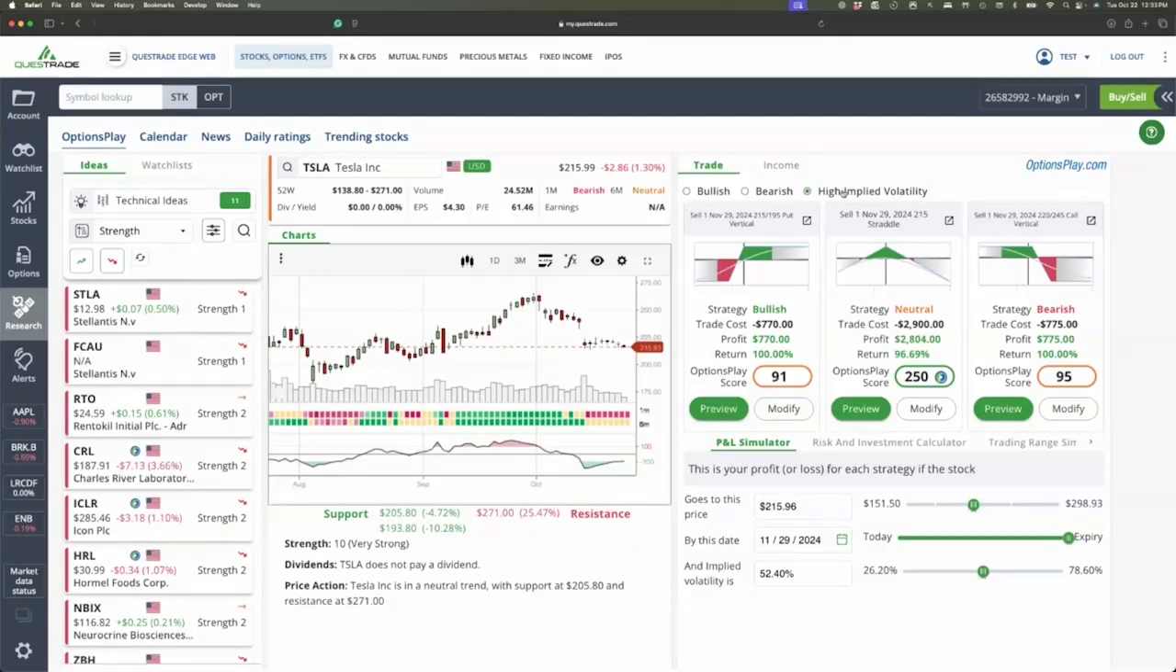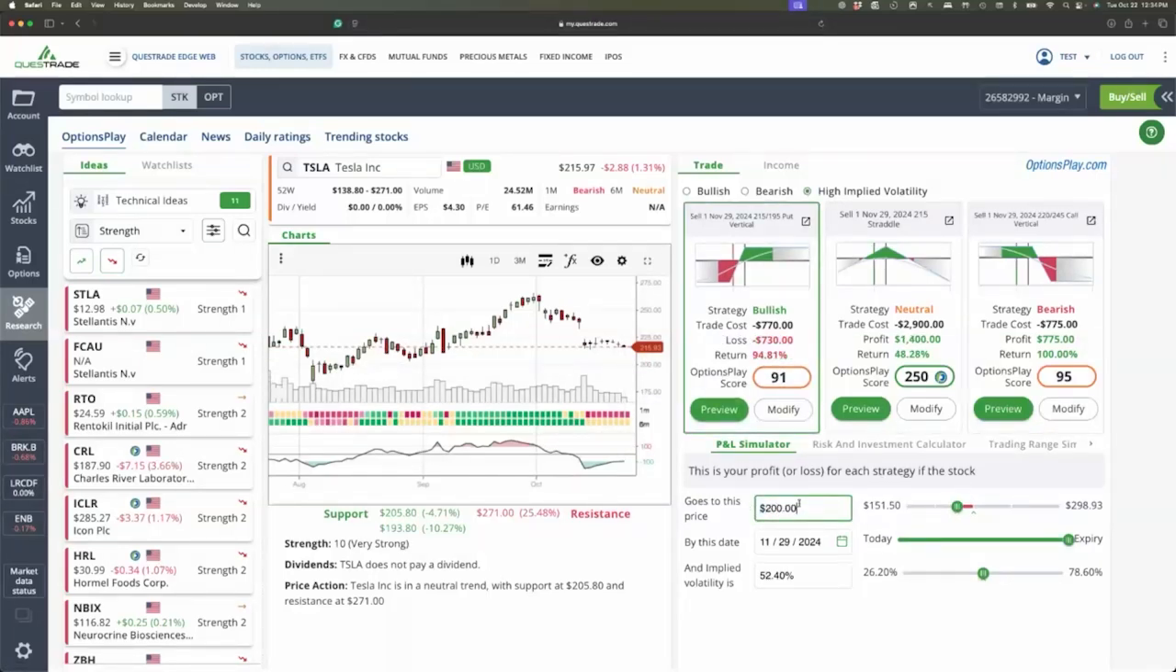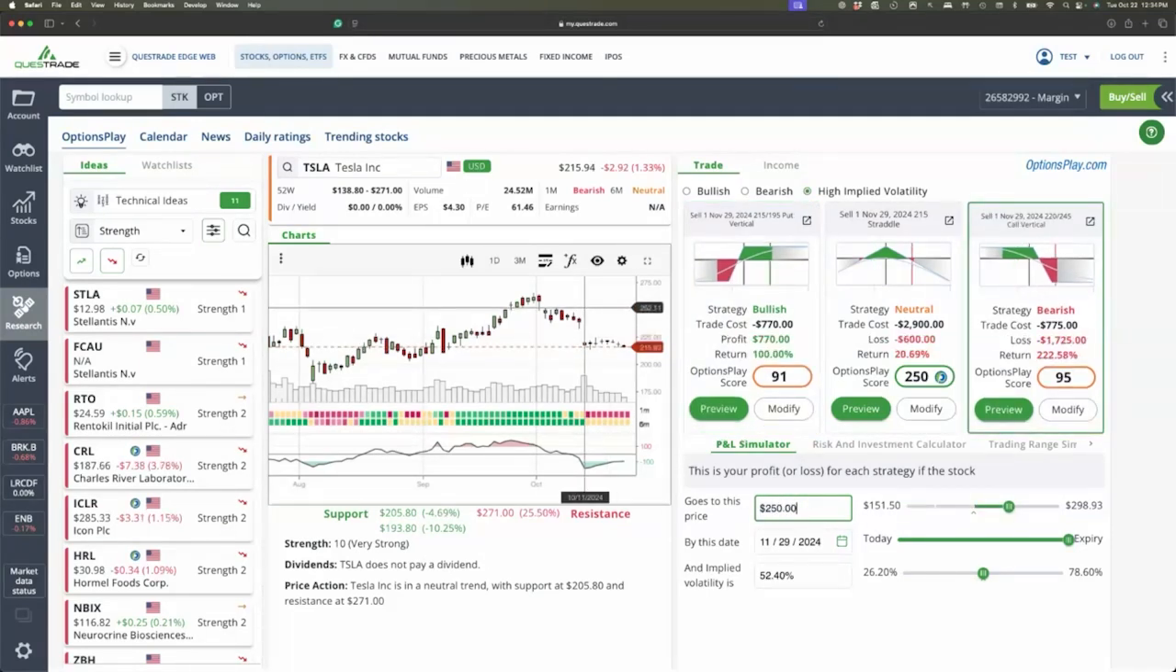So I can click on the high implied volatility option here on the right and look at selling a bearish credit spread. And it will structure the strategy for me, the expiration date, the strike prices are already picked for me, and I can basically look at what happens if the stock moves lower. Let's say it reaches $200. How much can I potentially make versus what happens if it goes back to 250? How much can I potentially lose? Understand my risk reward on the trade before I click on that trade button.